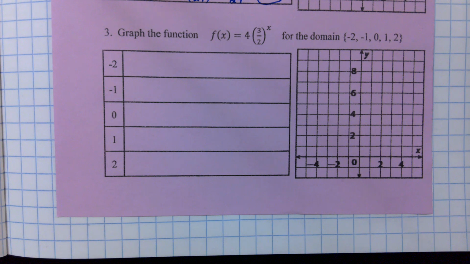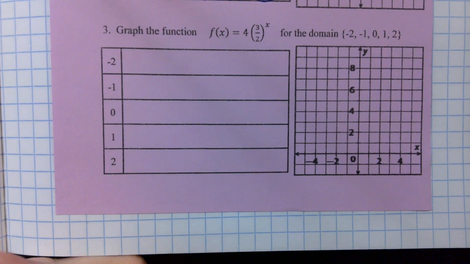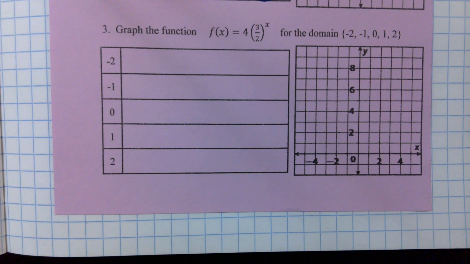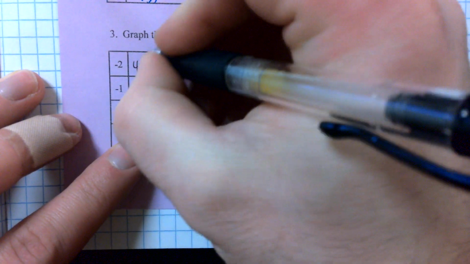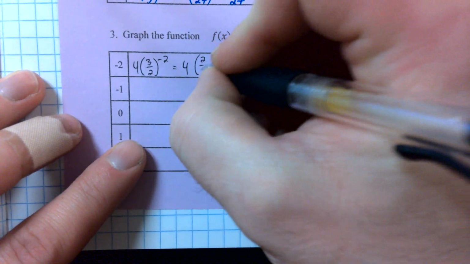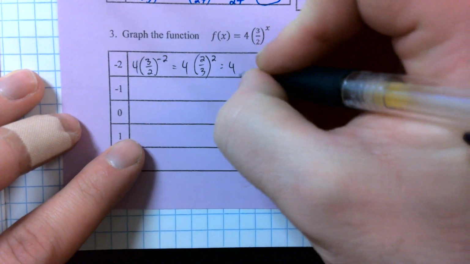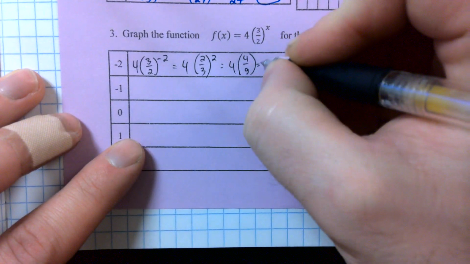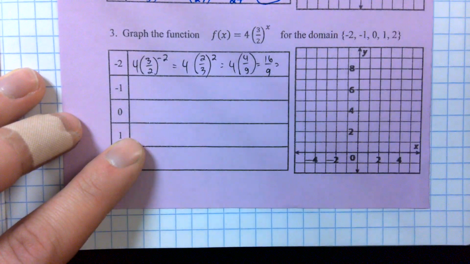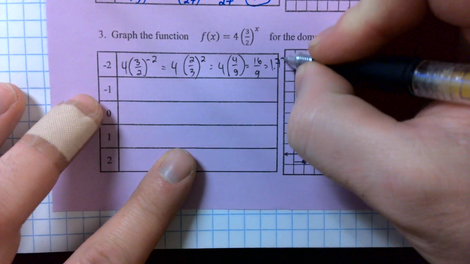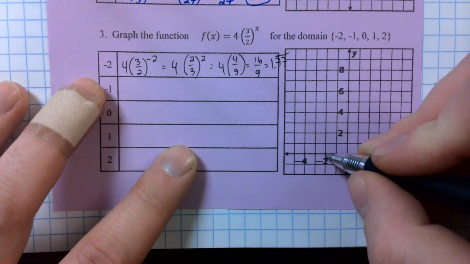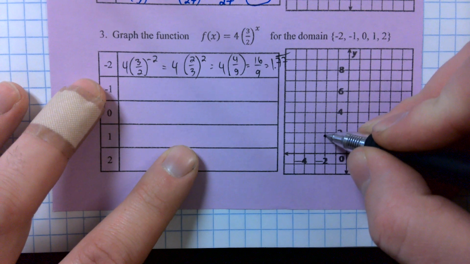Give me a thumbs up if you got through that. Perfect. Let's take a look. So I'm going to plug in -2, 4 to the 3/2 power to the -2. I'm going to flip that around, 2/3. I'm going to square it, 4/9. I'm going to get 16/9. What's 16 over 9 as a decimal? 1.77 forever. So -2, 1, about 2/3 of the way up.